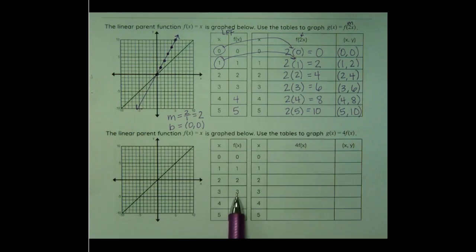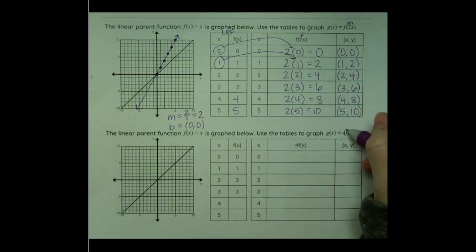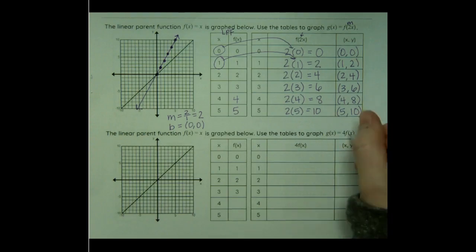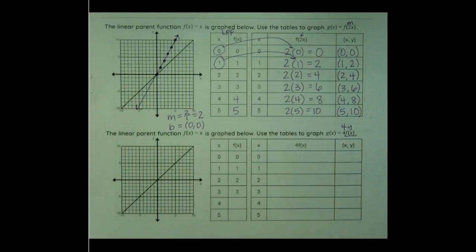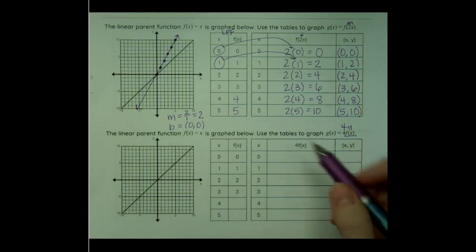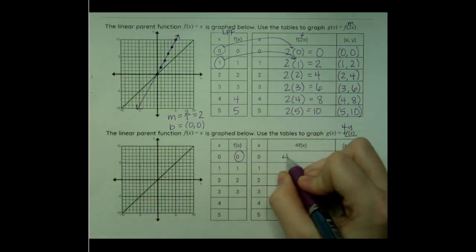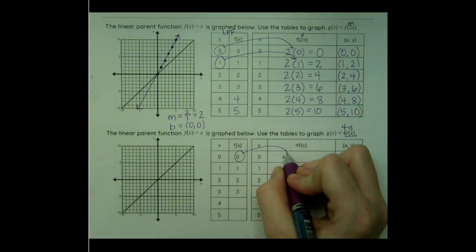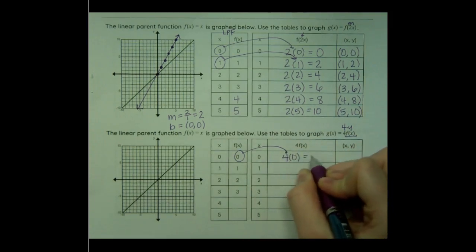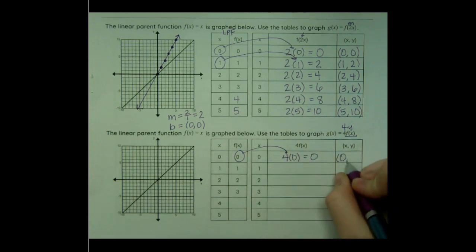So now let's try the same thing and let's see if on the outside it's the same thing. So remember, f of x stands for y. So it's like 4 times y. So what we're going to do is we're going to take our y values now from our table and we're going to plug them in. So 4 times 0 gets us 0. So we've got 0, 0.